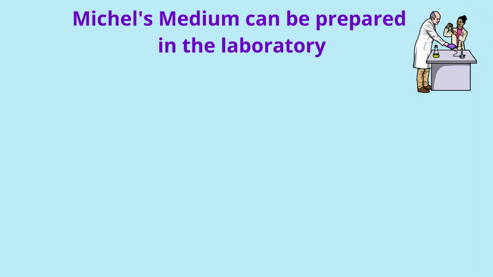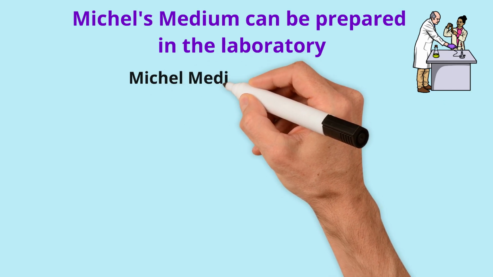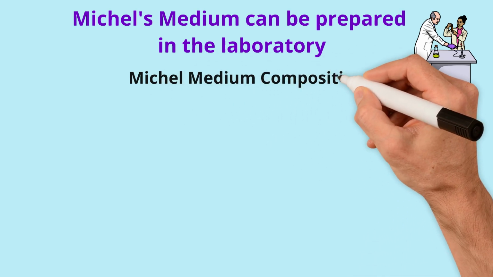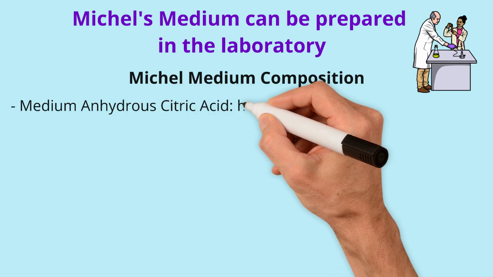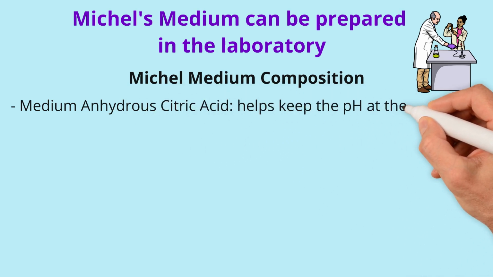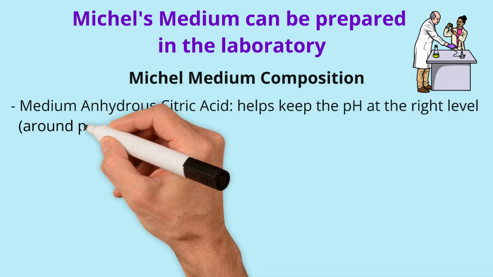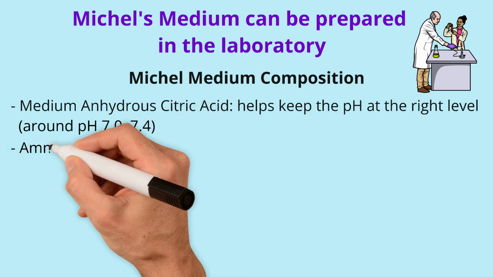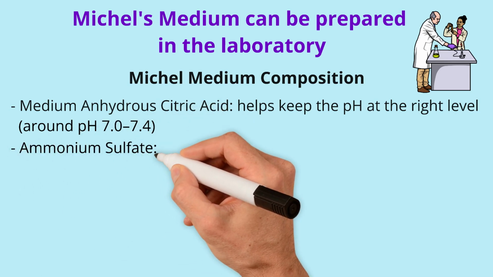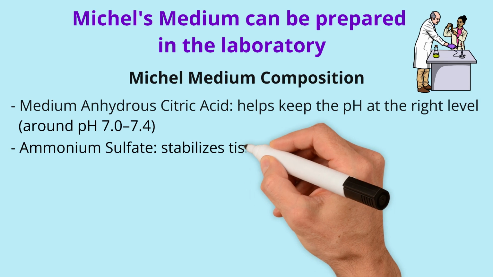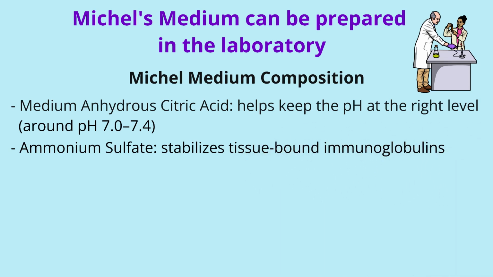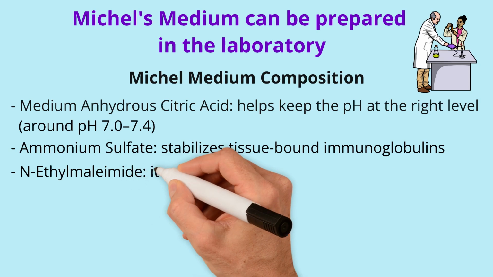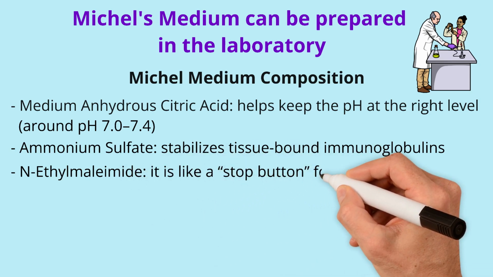Michel's transport medium is composed of several reagents. Some of them are a little bit hard to pronounce, but I'll do my best. It uses a type of citric acid, anhydrous citric acid, which helps keep the pH at the right slightly alkaline level, so that the delicate proteins, especially those in immune complexes, stay stable during transport. Ammonium sulfate stabilizes tissue-bound immunoglobulins.